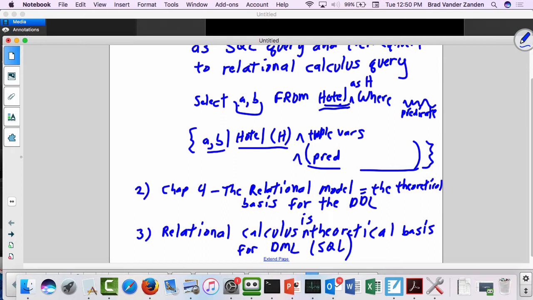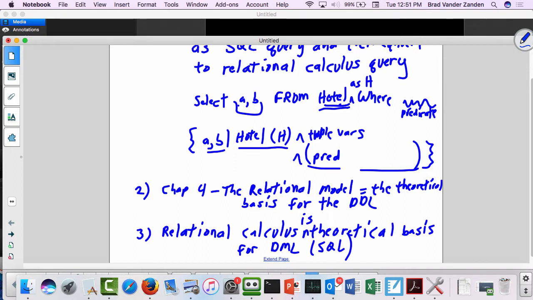Okay, so those are just three big points I want to make about the relational algebra, relational calculus, and the relational model. And I guess the final thing is there really are three different things. So this is the relational model. When I say that, I'm talking about the theoretical basis for the DDL. Relational calculus, which is the theoretical basis for the DML. And then the relational algebra is a procedurally oriented way of expressing queries.